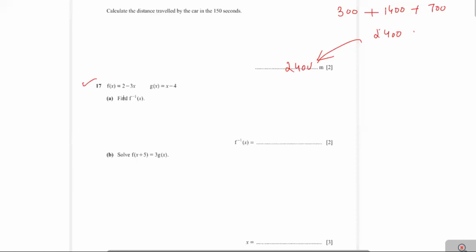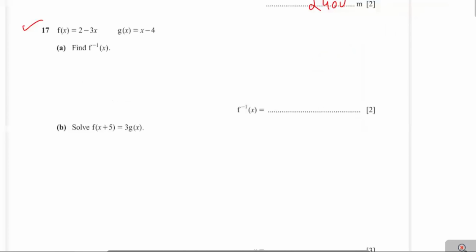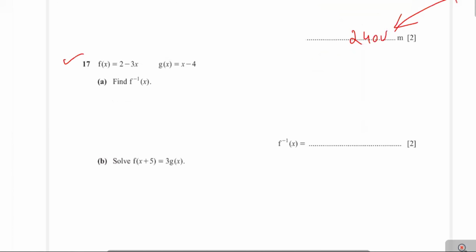Question number 17. f of x equals 2 minus 3x. g of x equals x minus 4. Find f inverse of x. Now, firstly, we suppose that f of x equals y. Therefore, we can write it as x equals f inverse of y. Therefore, to find the f inverse function, firstly, we make x the subject in this equation.